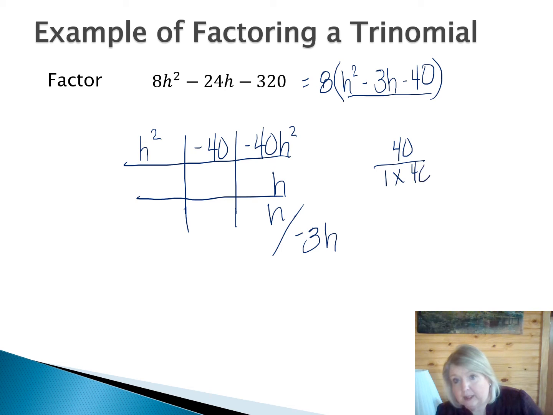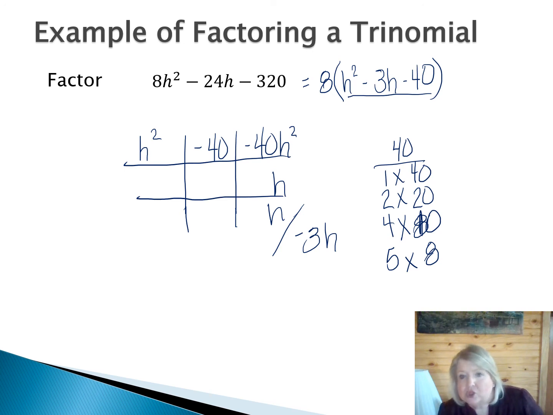1 times 40, 2 times 20. By the way, what am I thinking if I'm trying to do this in my head? I'm thinking I have to multiply together to get 40 and add together to get 3. And since they're going to have different signs, I want to find factors of 40 that are 3 units apart. Oh, 4 times 8 didn't work, did it? Let's make that 4 times 10. Here's what I was thinking, 5 times 8. 3 units apart.